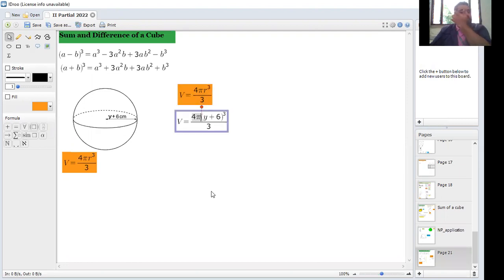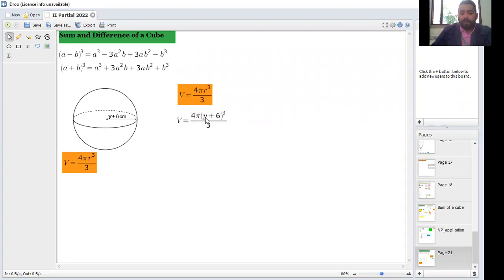And the first step is to identify the radius. In this case, our radius is y plus 6 centimeters. So we are going to replace the radius with y plus 6, and we are going to raise it to the power of 3.